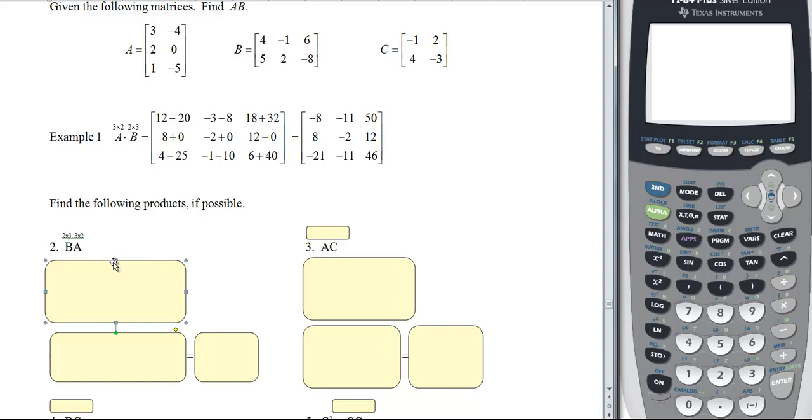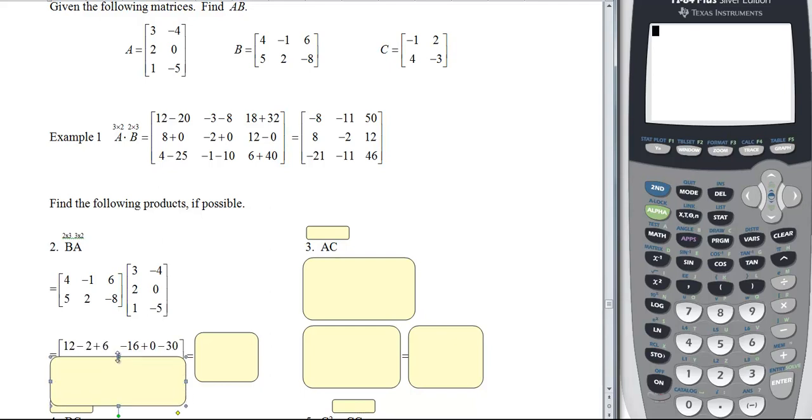So let's get B and A together and go do your first row times first column. Let's see what you end up with. And while you're at it, go ahead and do first row times second column and see if you end up with the following. 4 times 3 is 12. Negative 1 times 2 is negative 2. 6 times 1 is 6.